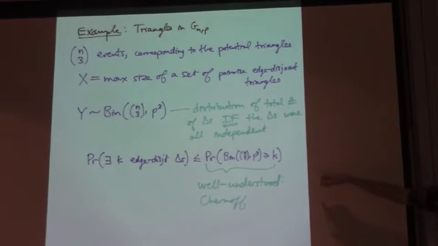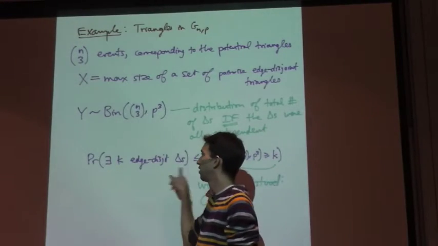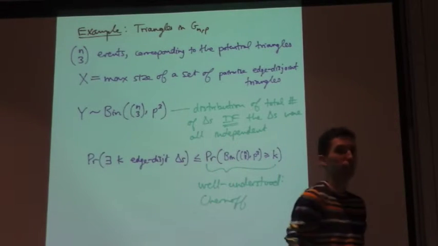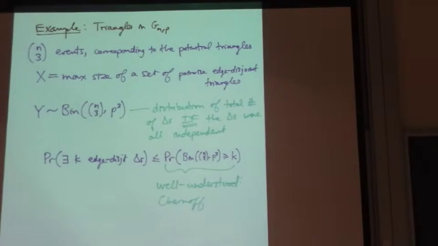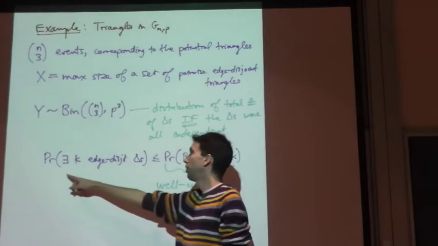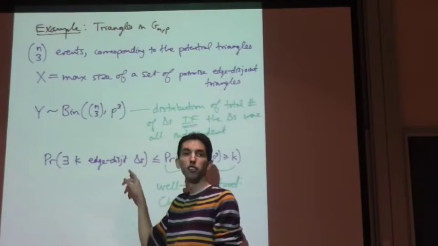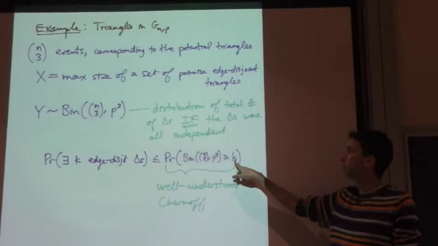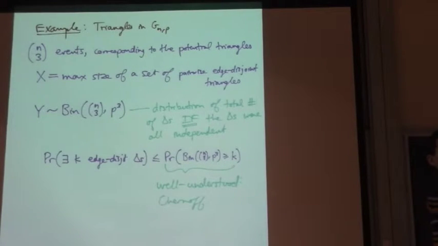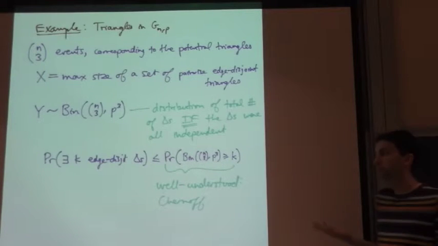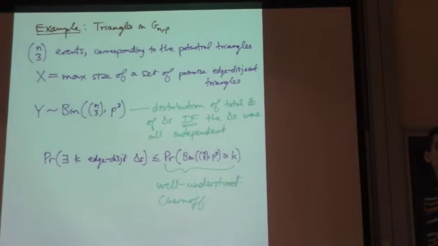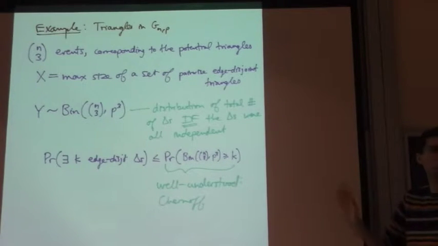Okay, so then what does the result say? The probability that X is at least k: X being at least k is exactly the statement that there are at least k pairwise edge-disjoint triangles. So the probability that there are at least k pairwise edge-disjoint triangles is at most the probability that this binomial is at least k. And that's beautiful because obviously the right-hand probability is very well understood. The probability that a binomial is big, we know what that is, that's Chernoff.